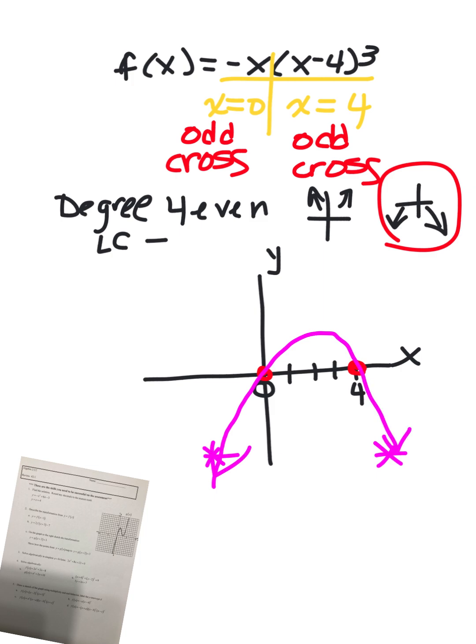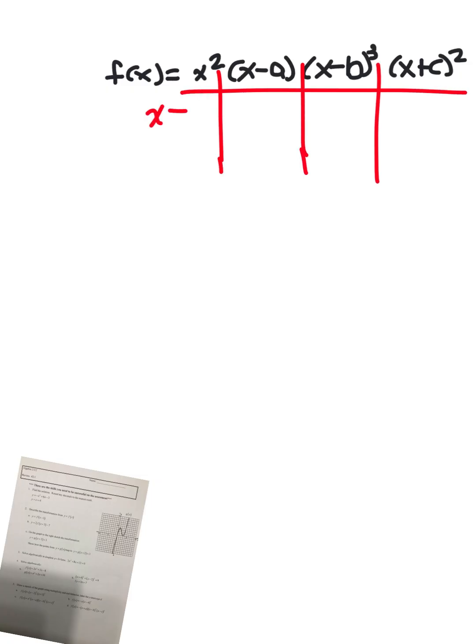Now we're going to get into the letters. Okay, so I'm going to find all the zeros first. So we have quite a few of them. All right, on the left here I have x equals 0. Then I have x equals a, x equals b, and x equals -c. Now we want the multiplicity. So for x equals 0, the exponent is a 2, so that's even tangent.